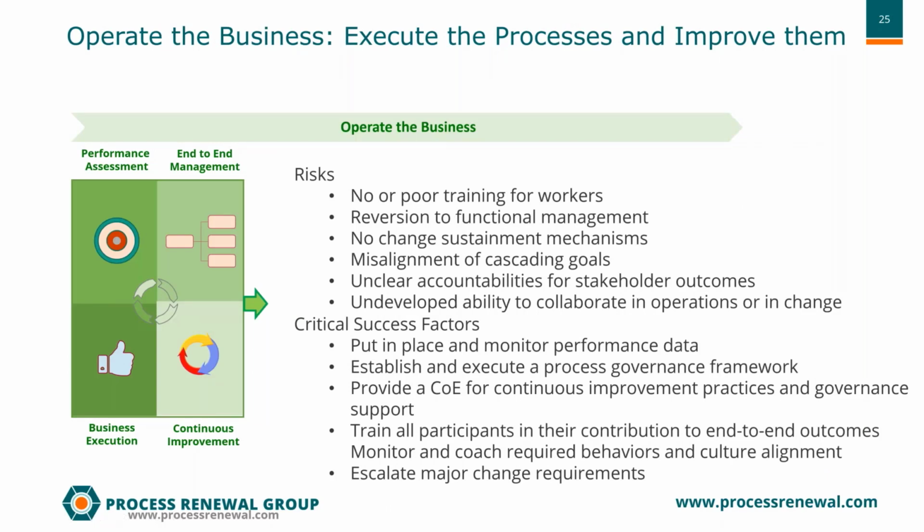Lastly, this is where we get the benefit. We execute the business. We measure the business according to the performance stack, the KPI stack that we build. We start to manage end to end and not just within our functional little group. And of course, we can do continuous improvement. But the risk here is that we don't implement well. We easily go back to functional management, and we don't end up with accountabilities for outcomes. So that's the risk if we don't do the other stuff right.